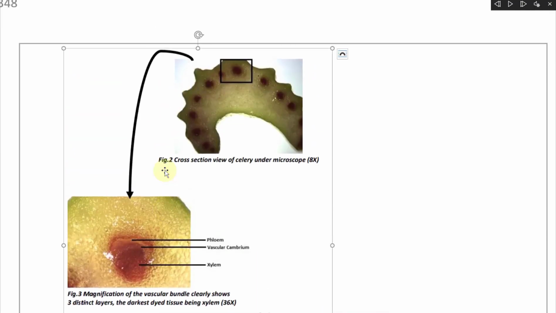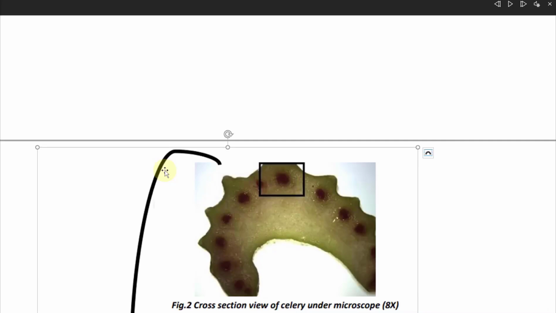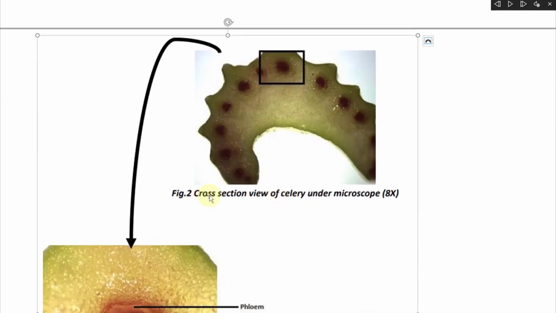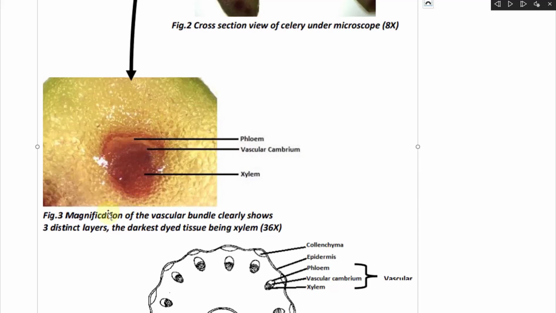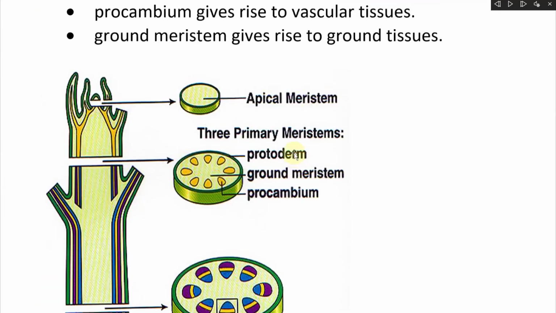Fig 4, drawing of the tissues of the vascular bundles. Or let's go look at Fig 2 first and zoom in. So we're zooming in a lot there. So Fig 2, cross-section view of celery under microscope, 8x. So there. And if you zoom in even further, Fig 3, magnification of the vascular bundle clearly shows 3 distinct layers. The darkest dyed tissue being xylem, 36x. So there's a xylem. That's a flow of water, etc. There's the phloem, the flow of the sugar, etc. And there's the vascular cambium. Let's go to that vascular cambium.